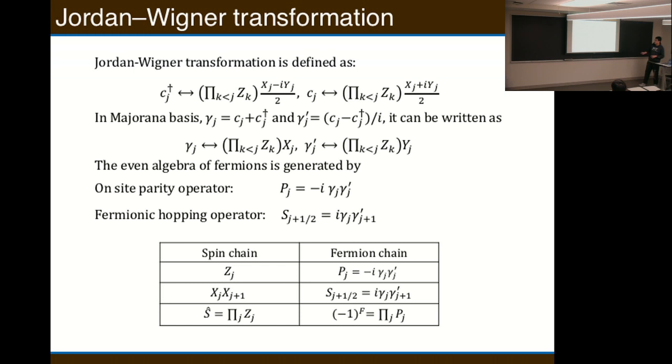Although the formula here is not easy to see, in terms of these operators the mapping is very easy. The on-site parity, the number of fermions, corresponds to Z_j, the Pauli Z matrix on site j. And the hopping is simply the product of X_j and X_{j+1}. So we can check that this hopping term will anticommute with the two fermion parities near the ends of this hopping. So we can check that X anticommutes with Z. So the commutation relation is preserved under this mapping. And the fermion parity is mapped to the total Z2 symmetry in the spin chain.